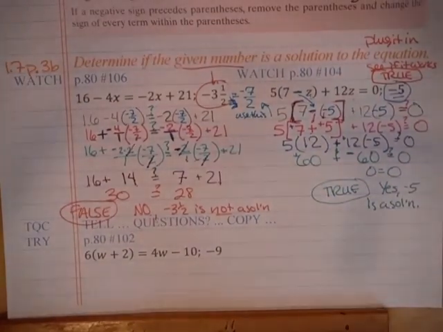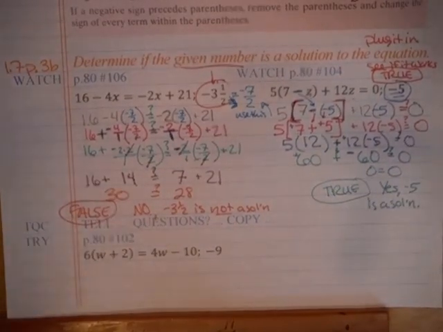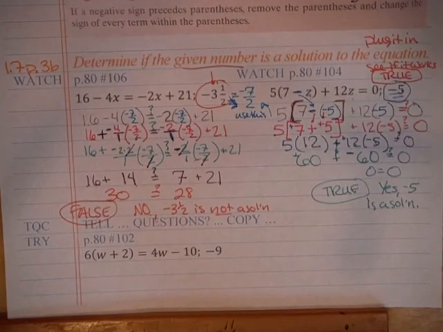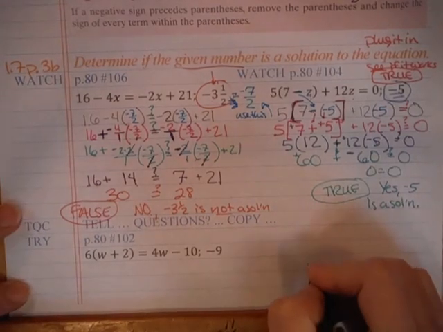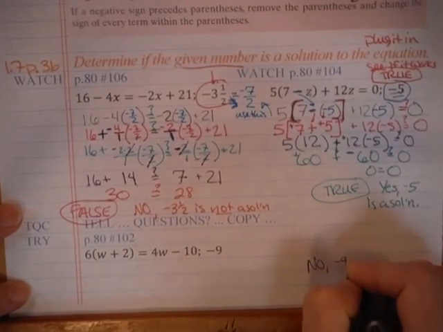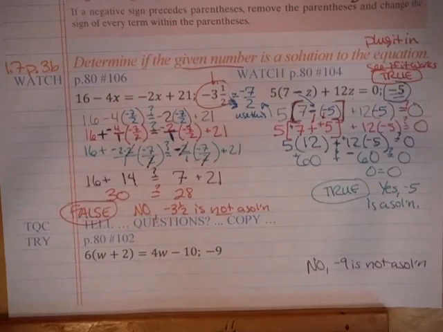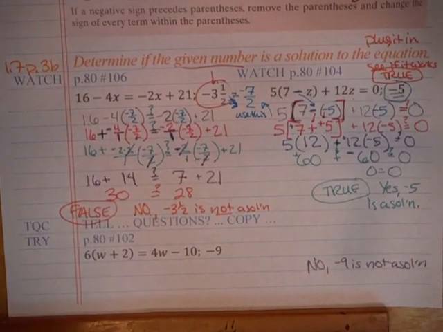Okay, you get to try this one here at the bottom. Go ahead and hit pause and then come back. And it ends up that no, negative 9 is not a solution. And we'll go over the try problems thoroughly in class. All right, we're headed to page 4.